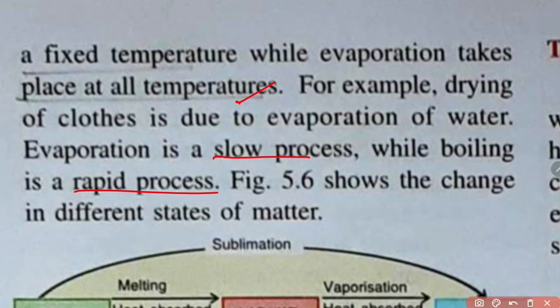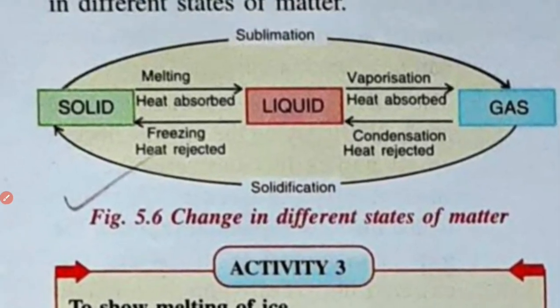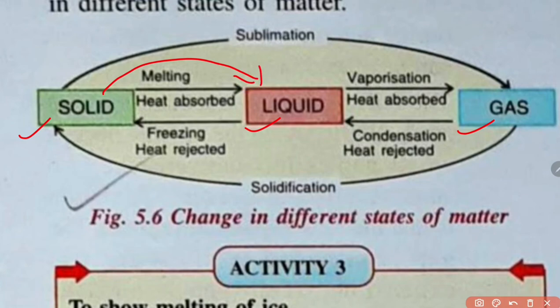Figure 5.6 shows the change in different states of matter. Let us go through this figure. Here we can see solid, liquid and gas, and the different processes involved in the change of state. When solid changes into the liquid state, the process is known as melting, and it is done by the absorption of heat. When you give heat to the solid, the solid absorbs heat.